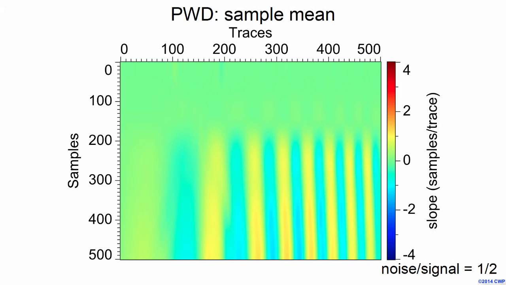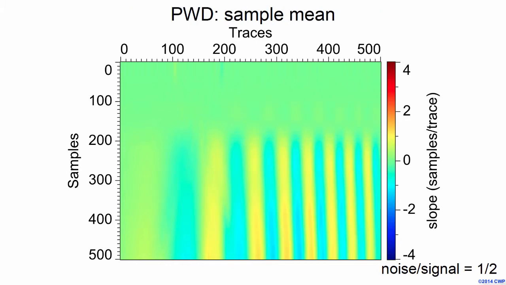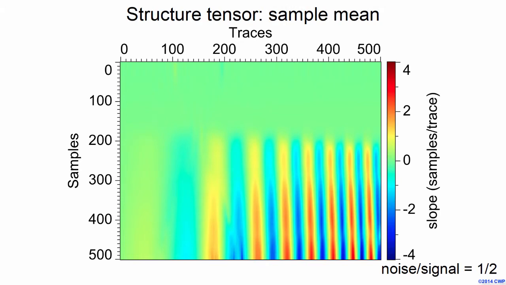For the plane wave destruction filter, and we get more continuous estimates of slope, and for the structure tensor method. But, as you may have noticed, we are seeing higher estimated slope values for the structure tensor than for the plane wave destruction filter method. And again, this is computed for a noise-to-signal ratio equal to 1/2.